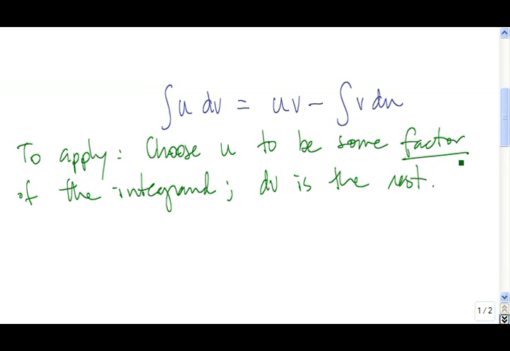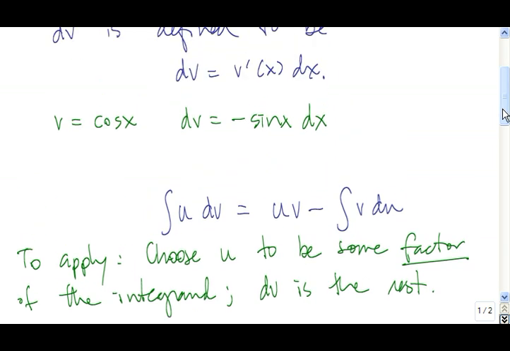Okay, so I underlined factor here because it's important to note that what we're doing is viewing our integral as u times dv, so u really is a factor. It's a bit different than u substitution because in u substitution, you could, for example, let u be a denominator. But in integration by parts, u is a factor of your integrand. dv is the rest, and it's also important to note that dv always contains dx because a differential has a dx in it.